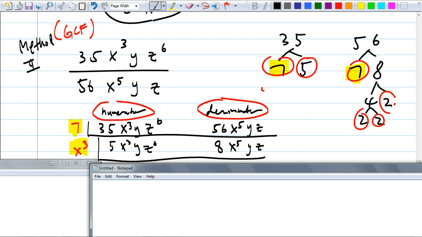Three people, that's it? Anybody else? Yes, Caroline? 5y. Well, do you put the 1? You don't have to put 1. Okay. Yeah. 5yz to the 6. And then 8x squared yz.